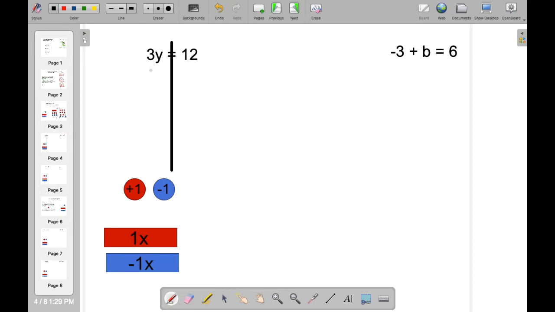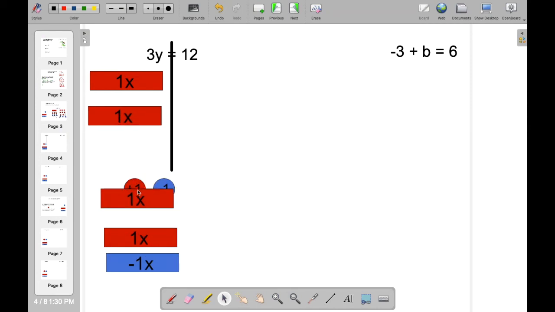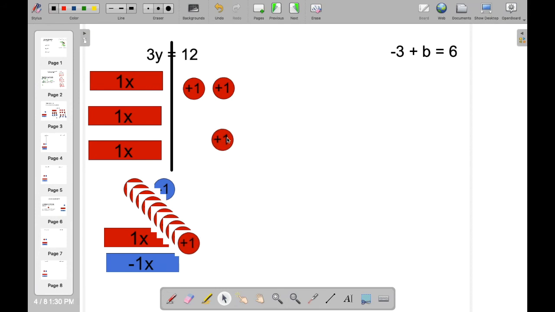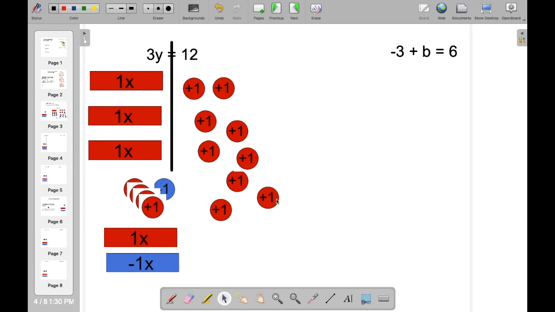On the left side of my equation, I have 3 y's. And one of the important parts of a variable is the variable can be any letter that represents it. So if I take a x algebra tile, that is the same as using a y algebra tile. They are equivalent to each other. And on the right side, I have +12. I should have picked smaller numbers. So my goal here in this problem is to figure out, what does each variable represent?